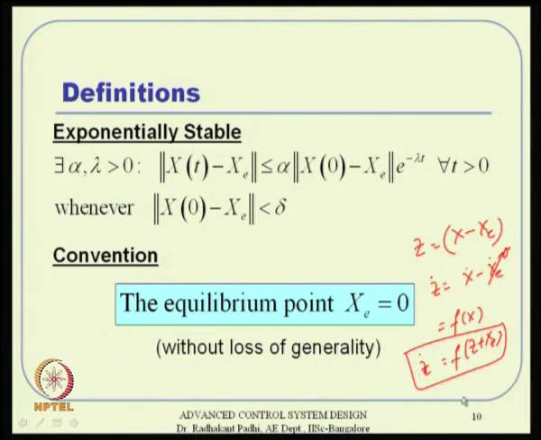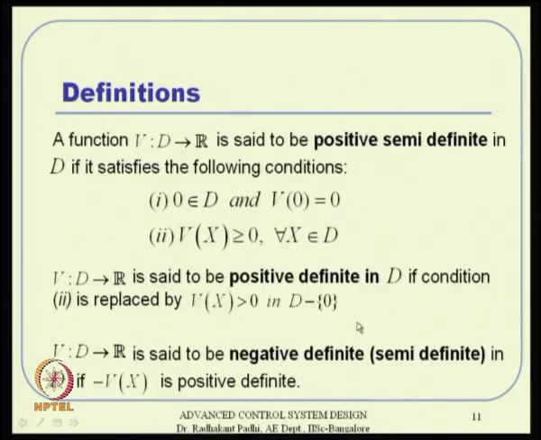So, with this change of coordinate we will be able to proceed further. Further discussion will invariably assume that x e is 0. Now, we need further definitions to discuss any concepts here, and these are concepts of positive definite, semi definite, negative definite functions.